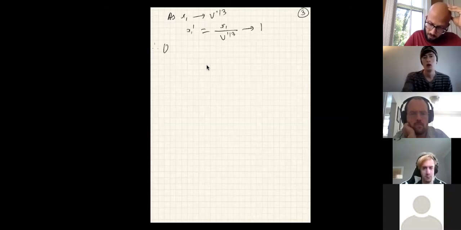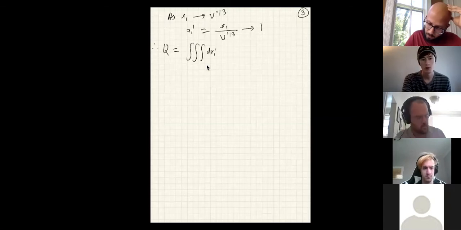Therefore, our Q becomes the same integral, but now we will have dx1 prime, dx2 prime, and the limit will be simpler. It will be going from 0 to 1. And the function will still be e to the power minus beta U.